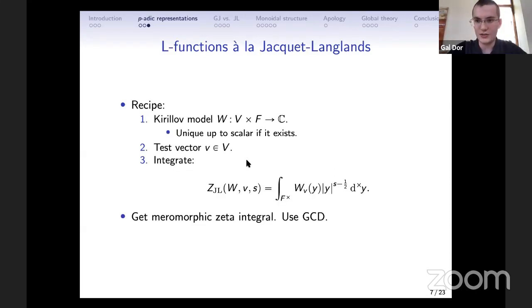The Jacquet-Langlands L function is defined as follows. If you have a generic representation, then it has a Kirillov model. If this Kirillov model exists, it's unique up to scalar. Basically, what a Kirillov model is doesn't really matter at this point. It's something that takes a vector in my representation and associates to it a function on F. We call this pairing W. So we take a test vector v in V, we apply W to it, so we get W_v, which is a function on F. This is basically the Whittaker function, and we integrate this function over F star.